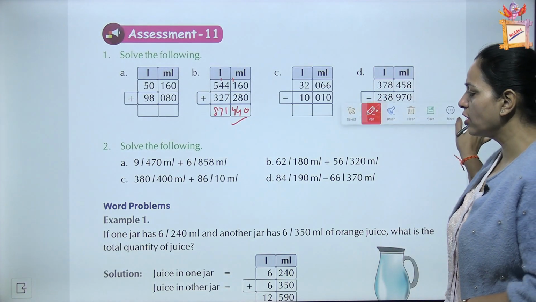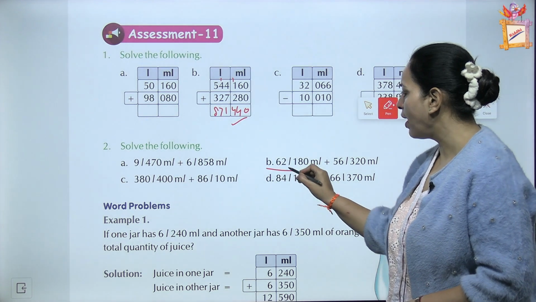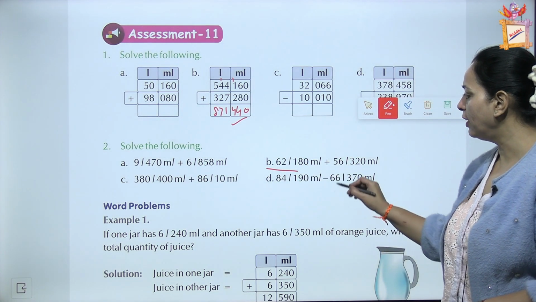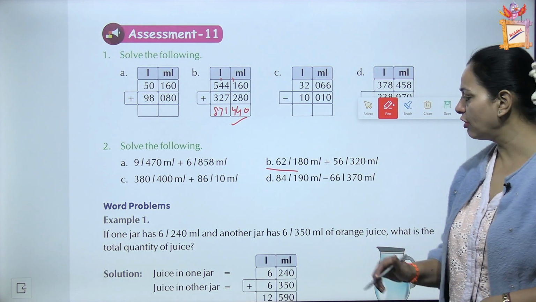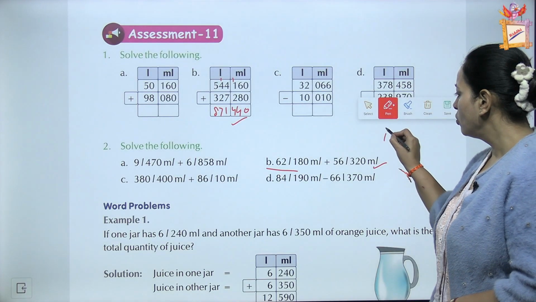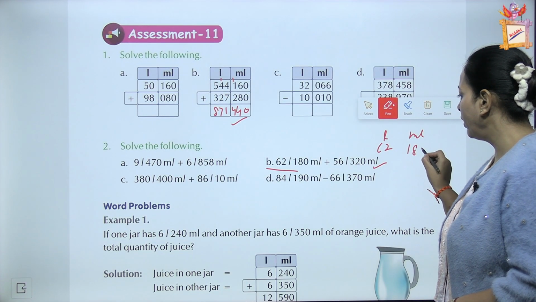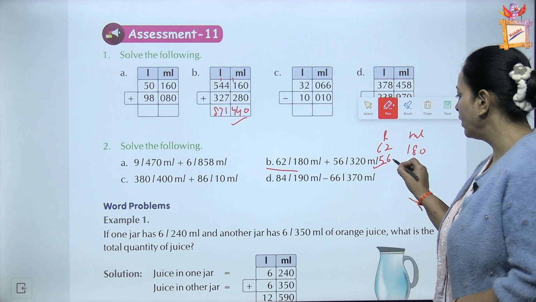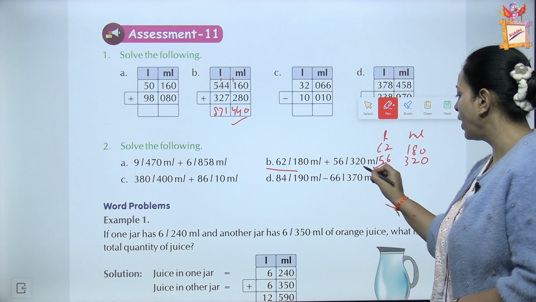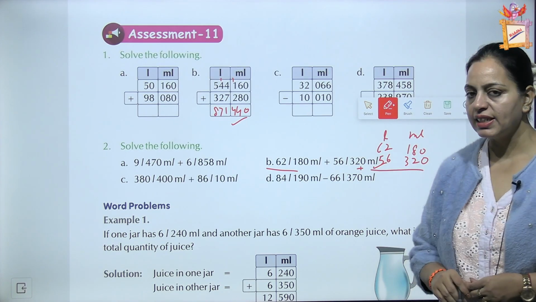ऐसे second question है, solve the following like B part 62 liter 180 milliliter plus 56 liter 320 milliliter. So liter, milliliter, 62 liter 180, 56 liter 320, दोनों को add कर देंगे. I hope this is clear to you.